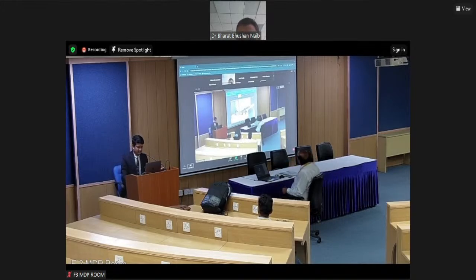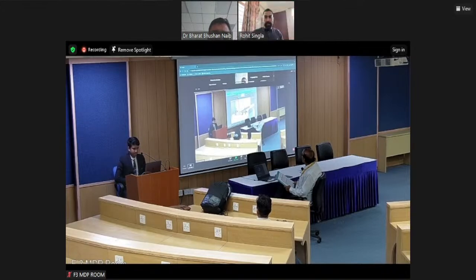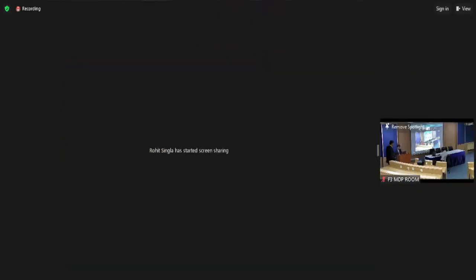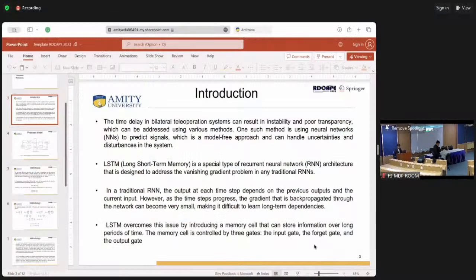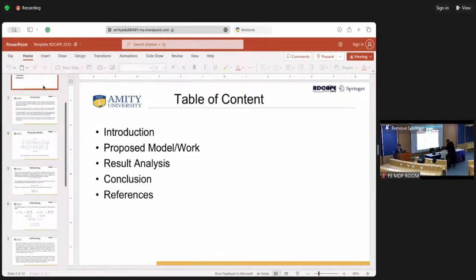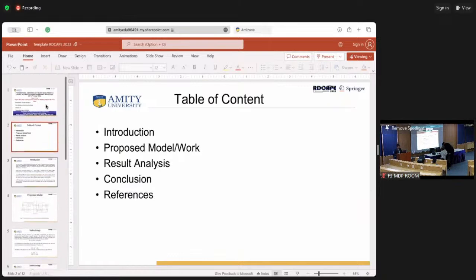In that case, next we have paper 234, Deep Learning Based Control for Bilateral System with Time Delay by Anirudh Anand and Rohit Singla. Yes, am I audible? Yes, you're audible. Okay, just wait, I am going to share my screen. Is my screen visible? Yes, it is.